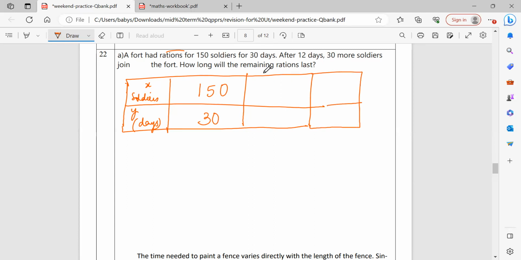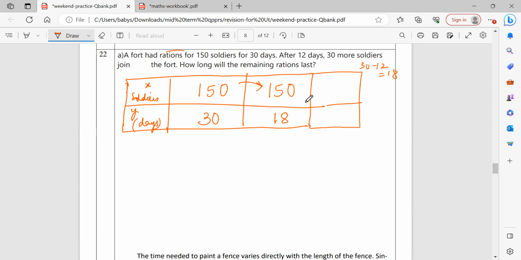Then after 12 days, that 150 soldiers have eaten some amount of food. The number of soldiers will become what? 150. And the food availability, 30 minus 12, whatever food is left over, it will come for how many days? 30 minus 12, which is 18 days. If only the same 150 soldiers were there, after 12 days, the food would have been enough for the next 18 days.